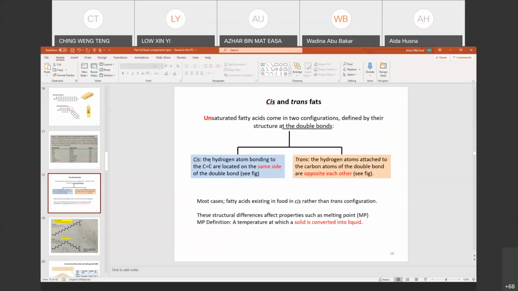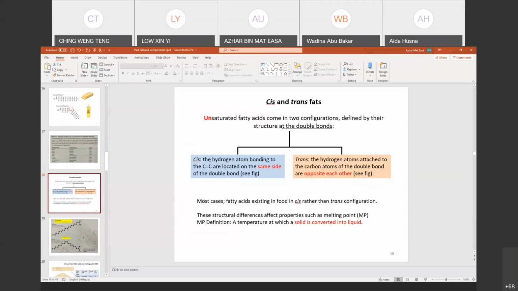Then, for you to differentiate between cis and trans fatty acids, or trans fat, this is only for unsaturated fatty acids. When we talk about cis versus trans, we don't care about saturated. We just talk about unsaturated fatty acids. Unsaturated fatty acids can come in two configurations defined by their structure at the double bond.